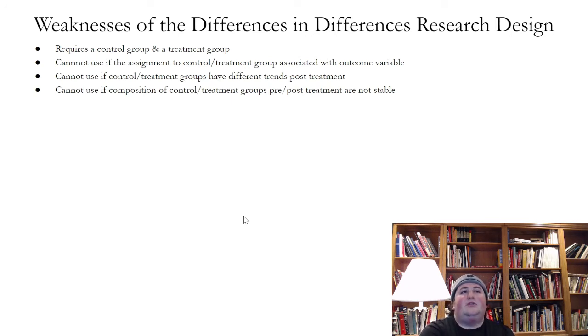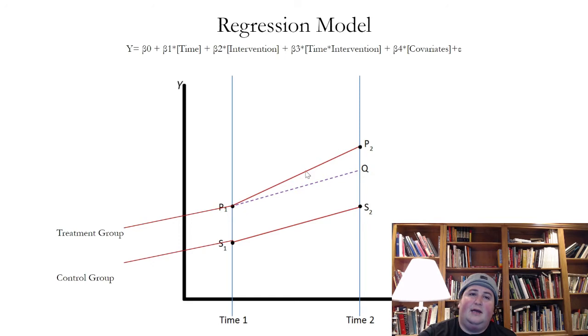You cannot use it if the control and treatment groups have different trends post treatment. So if you're expecting, for example, that this treatment group is going to look different after time 1 for some reason other than the treatment, then you can't use this because that violates the parallel trends assumption. So you need to expect that after time 1 these have a parallel trend and are only different for the fact that there's this treatment at time 1.